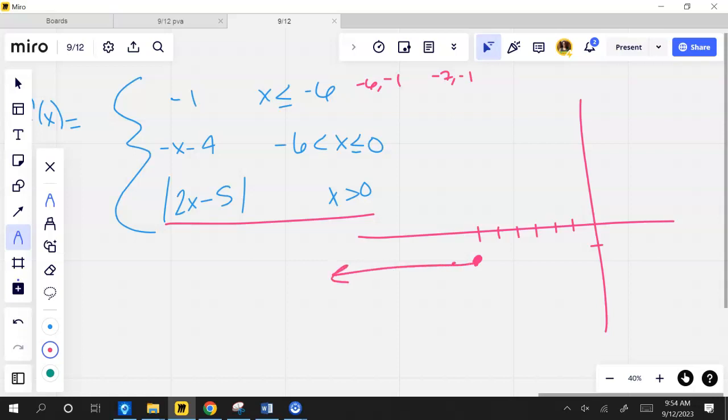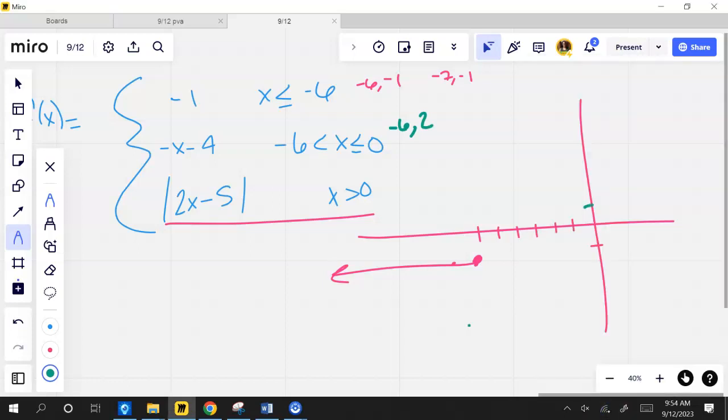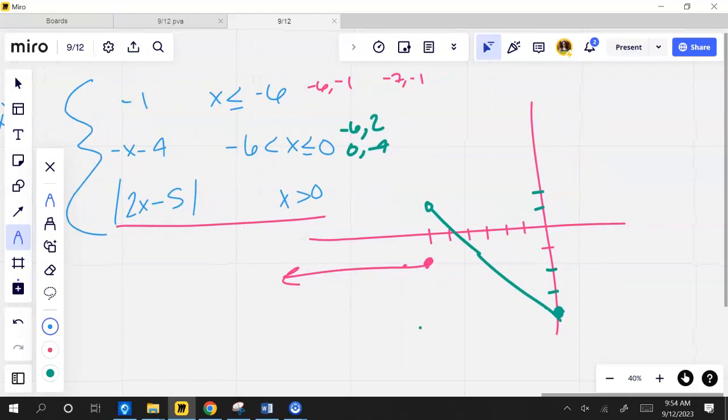Okay. Next one, again, I'm plugging in. If I plug in -6, I get 2. Oh, -6, 2. If I plug in 0, I get -4. Closed dot on that one. So I've got this piece, this line segment here, yes? All right, now the hard part. Now the absolute value one.